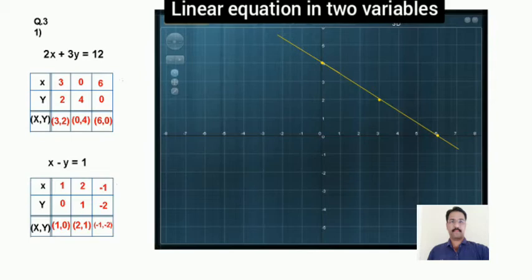Now similarly, we are going to take the second one. Look here. This is 1, 0. Where is 1, 0? It is obviously on x-axis. Okay, friends? Then 2, 1. It is in the first quadrant. Now minus 1, minus 2. Where is it? Minus 1, minus 2. It is in third quadrant. Like this. Now afterwards, from these 3 also, we have to draw a line.